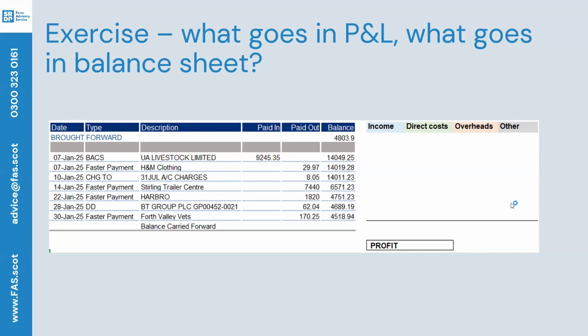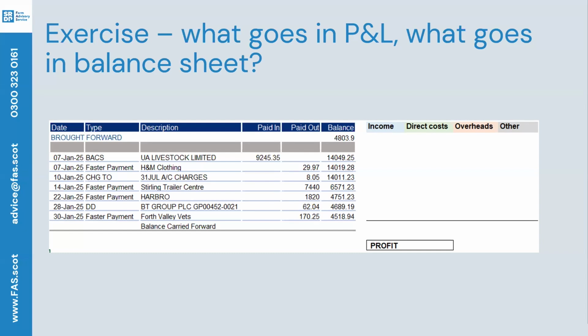So the first one, there's £9,245 of income from United Auctions. The second one, £29.97 has been spent at H&M clothing. And the third one, £8.05 of bank charges. Good. Okay, so we've got 9,245 from United Auctions. I think you've all correctly identified that that is likely to be a source of income.